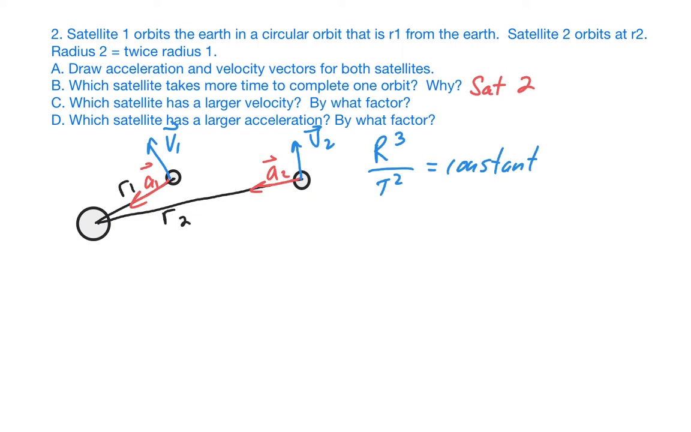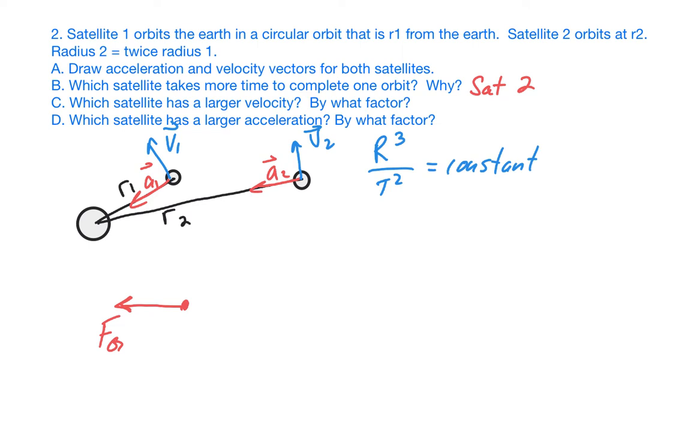Now, when we consider which one has a larger velocity and by what factor, we have to recall some work that we did the other day. And we looked at how to find the velocity of an orbiting object. And the first thing we did was we drew our free body diagram. So if this is my satellite and this is the direction that it's pointing towards, the planet, and it's not either of these two particular satellites, but that's okay. We know that that's the force of gravity acting on the satellite.